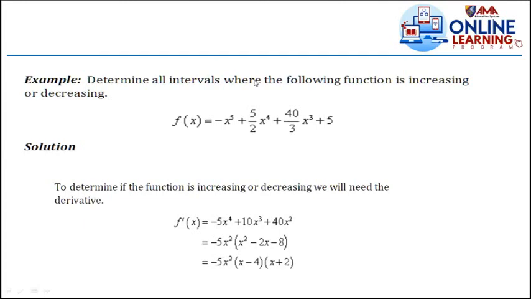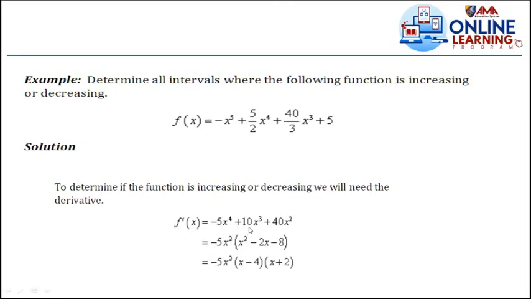Solution: to determine if the function is increasing or decreasing, we will need the first derivative. By using the power rule, 5 times negative x gives negative 5x to the fourth. 4 times 5 all over 2 is 20 divided by 2, so we have 10x cubed. 3 times 40 is 120 divided by 3 is 40x squared. Plus 5, the derivative of 5 is 0, since it is a constant.